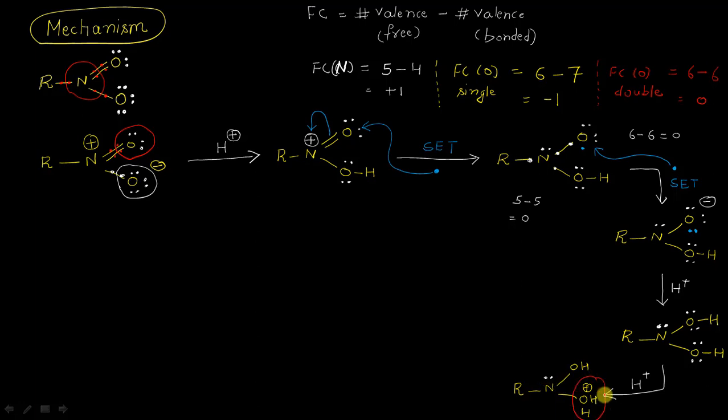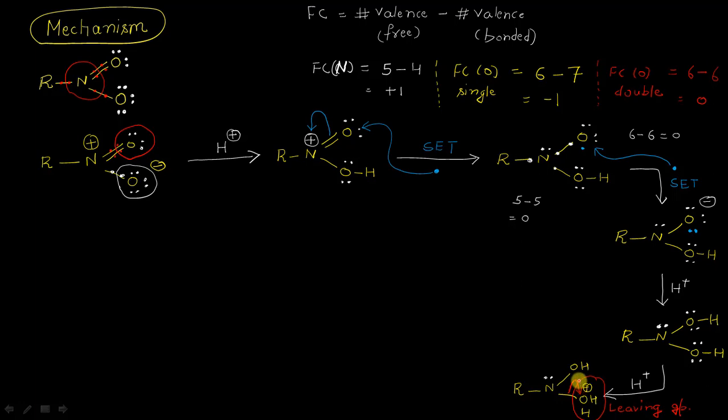This group here can act as a very good leaving group, because the oxygen here has a positive charge, and being an electronegative element, it is not happy to have a positive charge. The best thing it can do is take its electrons like this and move out of the system in the form of a molecule of water.